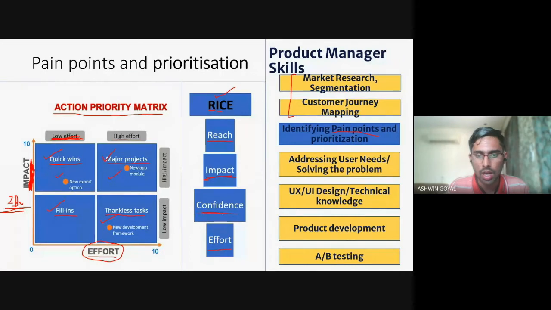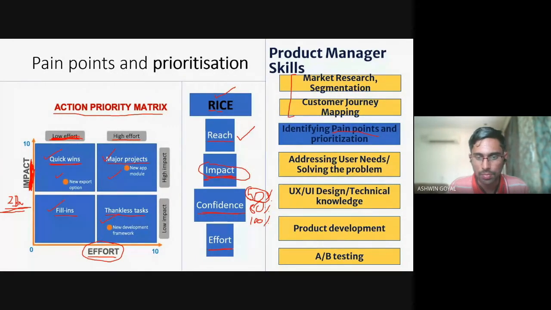Then what's the confidence level? Now there are few brackets, 50, 80 and 100. These are the 3 brackets that we take: 50% confidence, 80% and 100% confidence. What does this mean? This means that in all the numbers that I take for each of these metrics, how much is my confidence? Let's say I'm not very confident about reach. So the confidence level would go down here. It might be 50%. Let's say I'm not confident about the impact, then again it would go down.